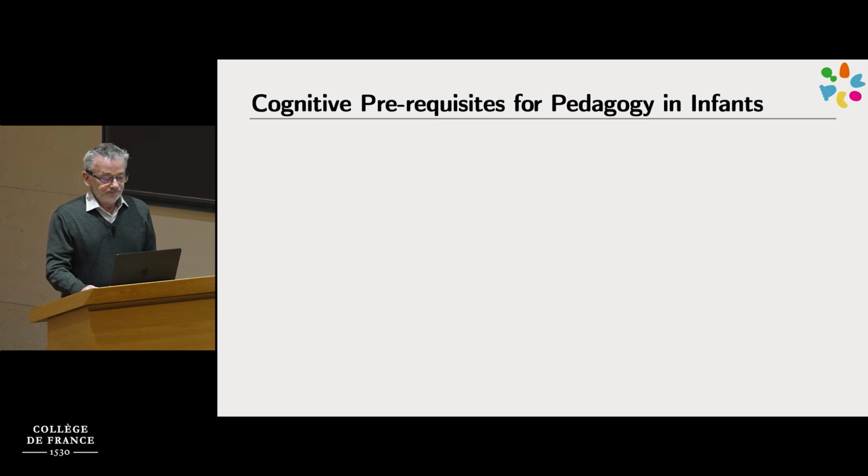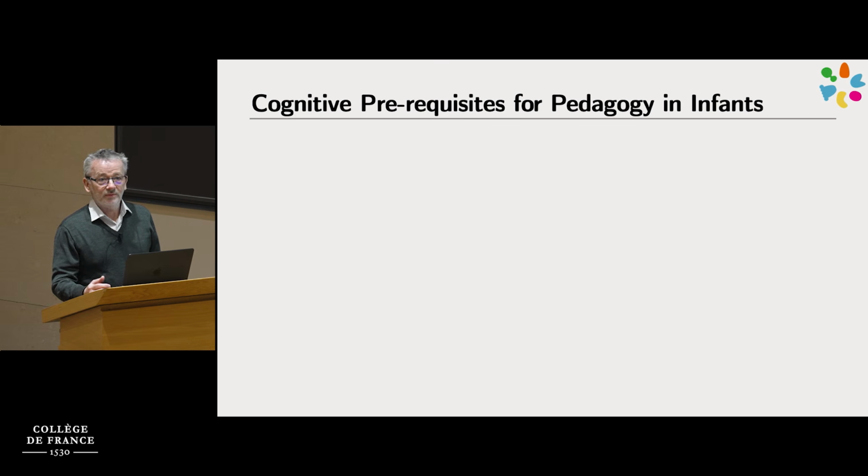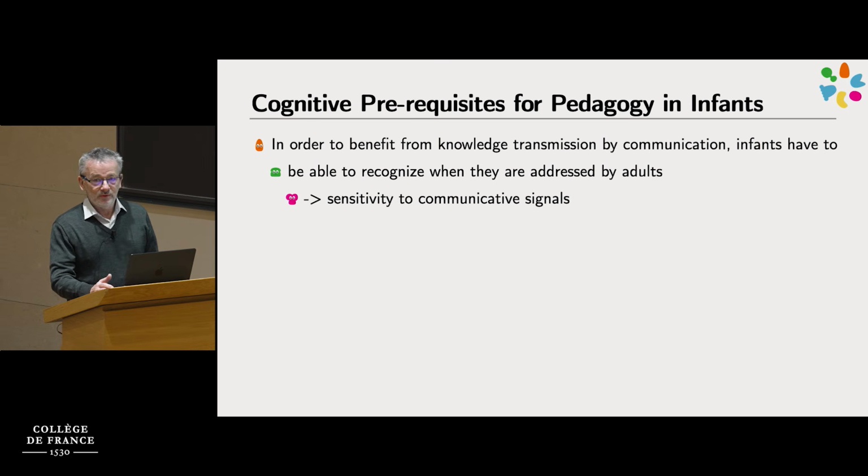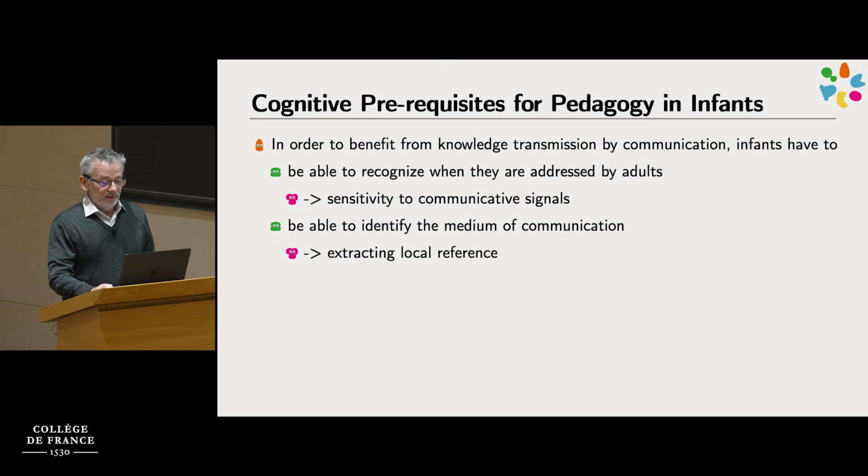So what are the cognitive prerequisites for being able to get this information from adults who share their knowledge to infants? In order to benefit from them, first they have to be able to realize that they are being communicated to, because that would be the channel of the knowledge in which it's coming. They have to be able to identify the medium of the communication, so extracting local reference there.